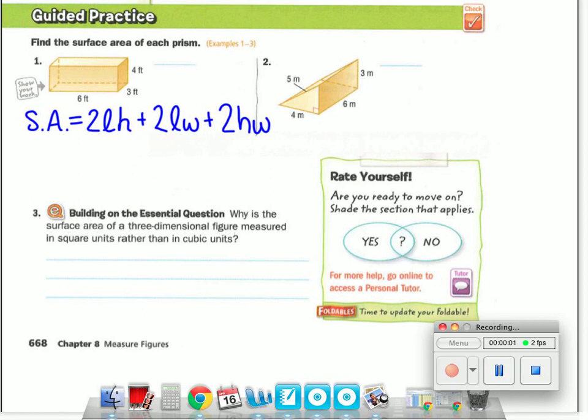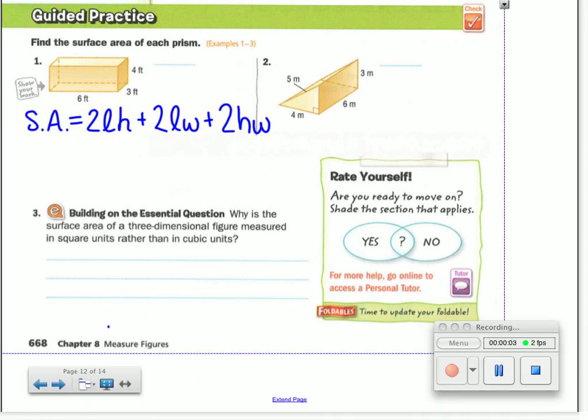All right, today finding the surface area of a prism. So we're gonna first start with a rectangular prism. I would go ahead and first find what is your length, what is your width, and what is your height. So then you can plug those all into this formula.